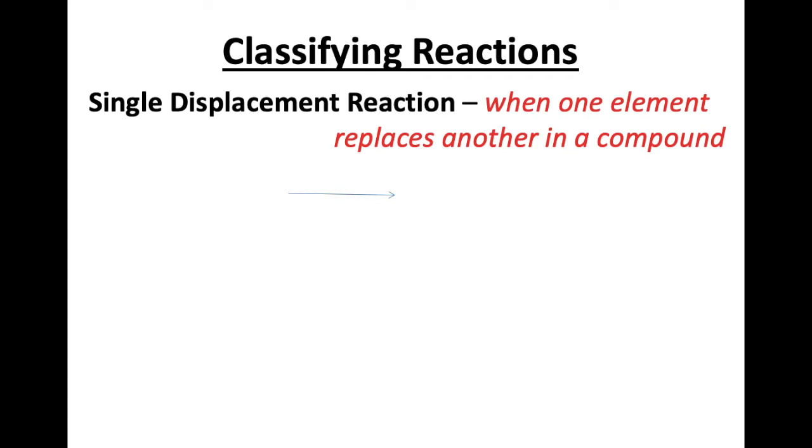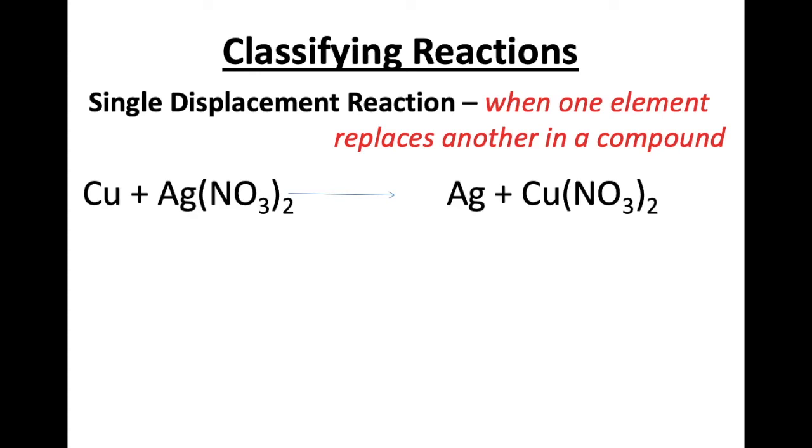Our next type of classifying reaction is called a single displacement reaction. This is when one element replaces another in a compound. So here's an example. You have copper plus silver nitrate, and in the end, you see in this equation as you're looking at it, the copper and the silver just switched places in the reaction. So you see copper and silver switched places there, now copper is attached to the nitrate.